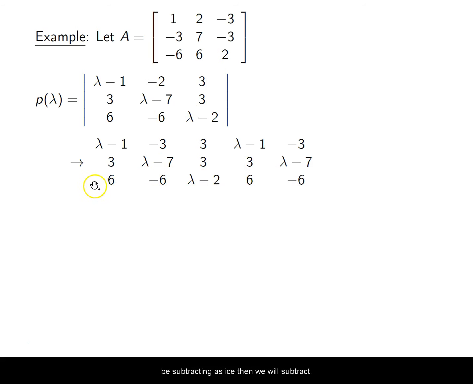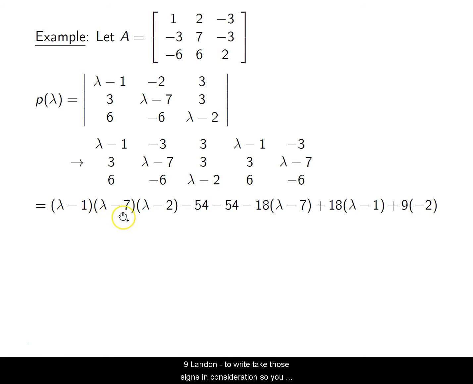Then we will subtract this way, right? So 18 lambda minus 7, 18 lambda minus 1, 9 lambda minus 2, right? Take those signs into consideration. So you see we have this first part here from this diagonal plus, but it's a negative, negative plus plus, so that'll be a negative value.